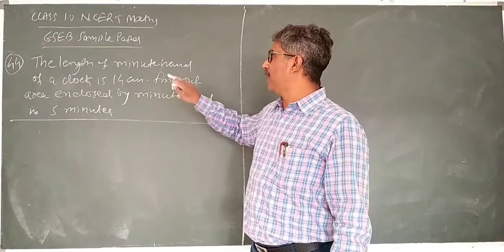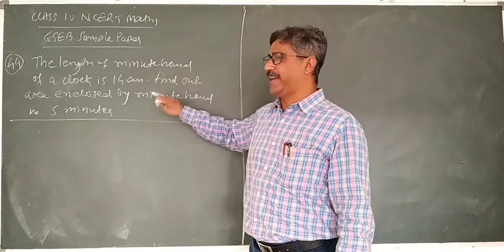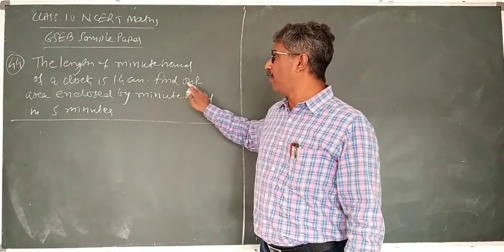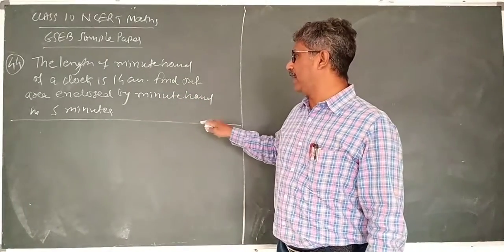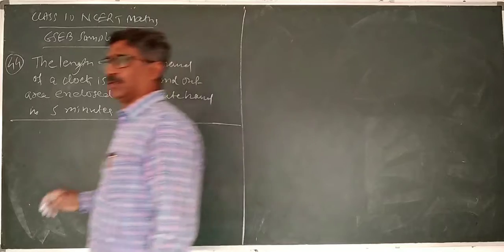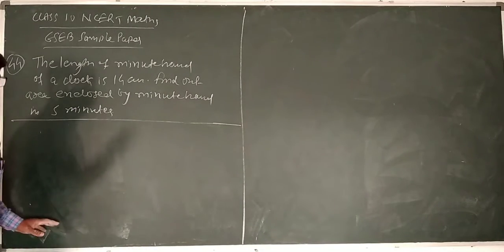Forty-four number problem. The length of the minute hand of a clock is 14 centimeters. Find the area enclosed by the minute hand in 5 minutes. So let us understand the clock.